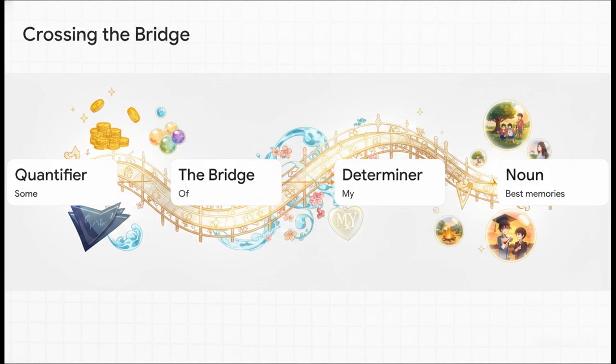Step 1, we start with a quantifier, let's say some. Step 2, we insert our bridge, the preposition of. Step 3, our second determiner, my. And step 4, the noun, best memories. Put it together, some of my best memories. You almost always need that of bridge to connect a quantity to a specific determined thing.